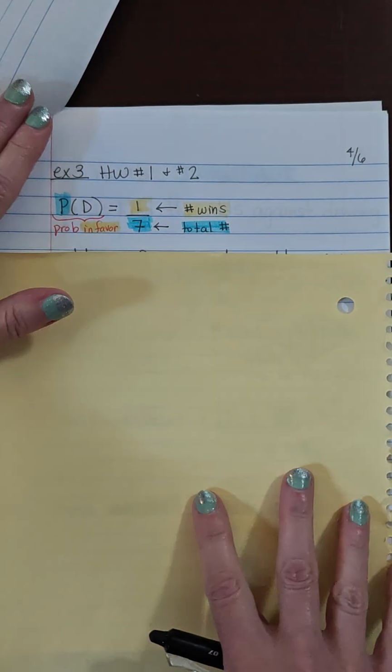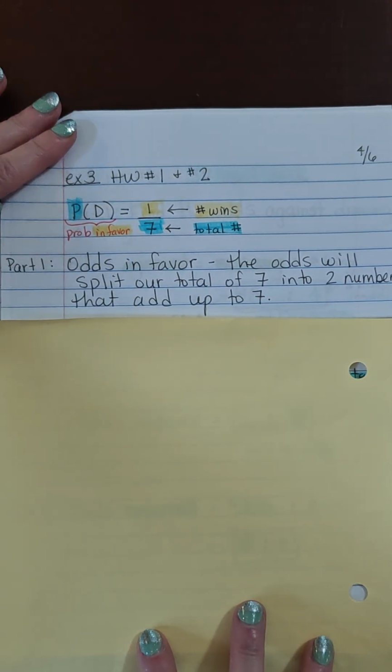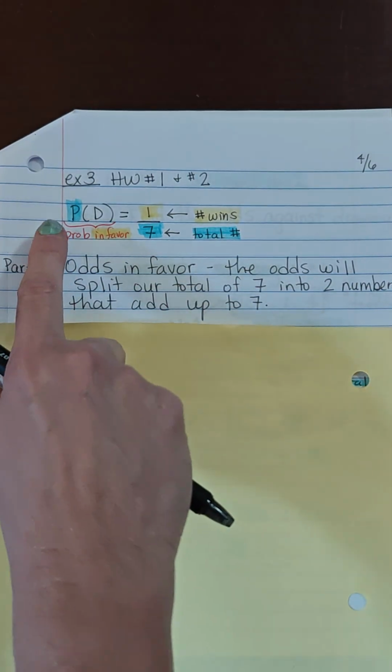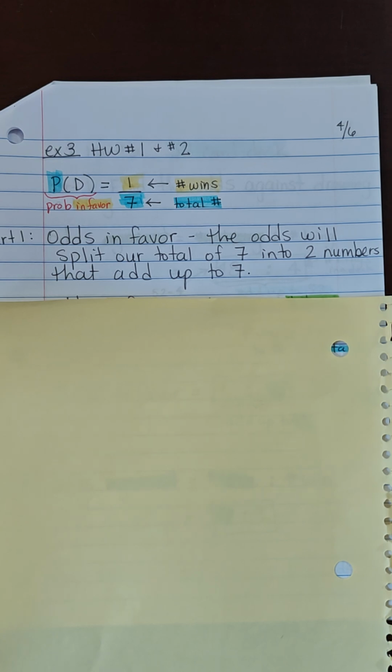Okay, so this one is like homework problems 1 and 2. We're given that the probability in favor of some event, and it's called just D, is 1 out of 7. This is going backwards from what we just did. The last two we did had the odds given first, and then we had to change them to probabilities. Now we're going to take the probability and we're going to split it into odds.